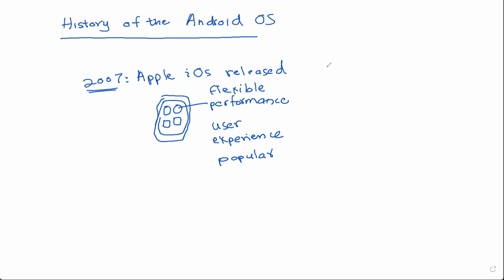Therefore, the Android people thought, okay, we are not going to release it in 2007, but we are going to release it in the next year. Likewise, Android's first version was released in 2008. However, it was not a very popular option. It did not become popular.